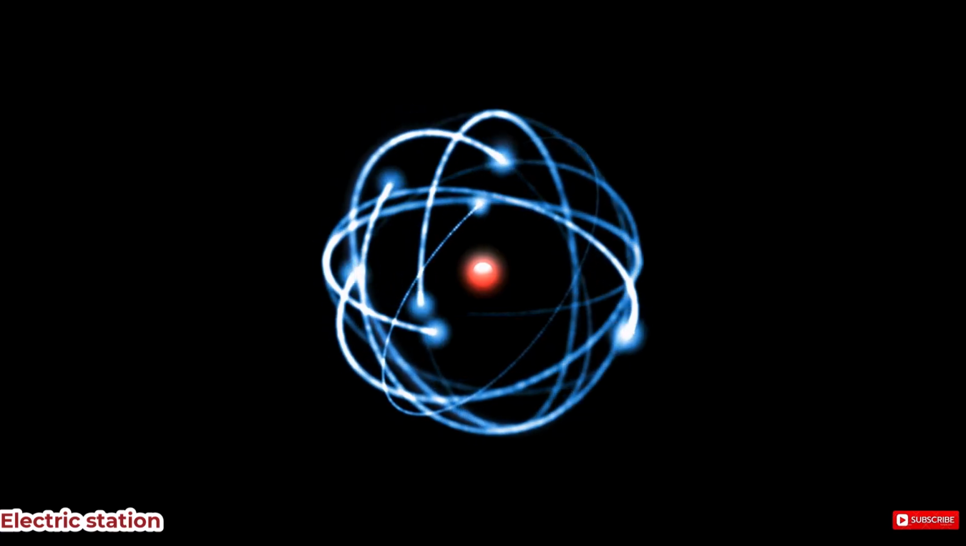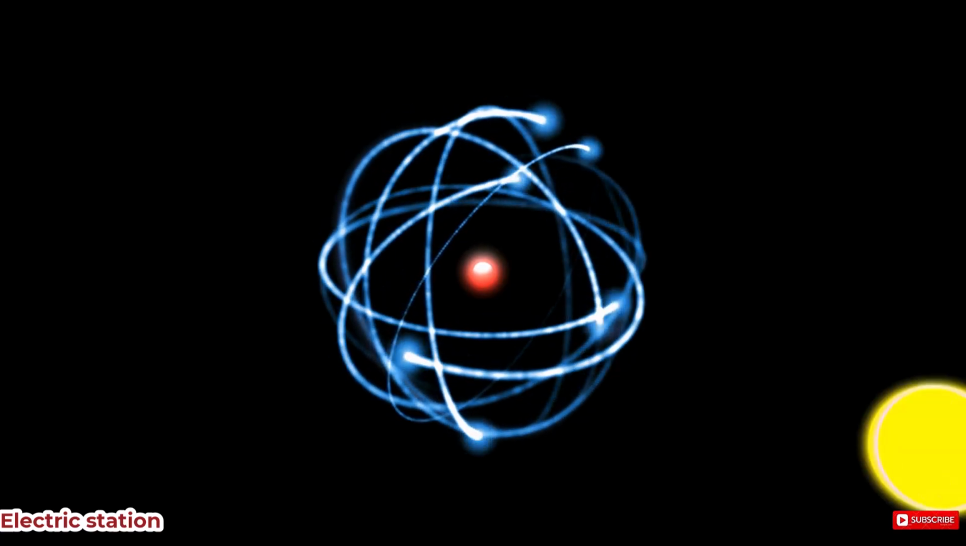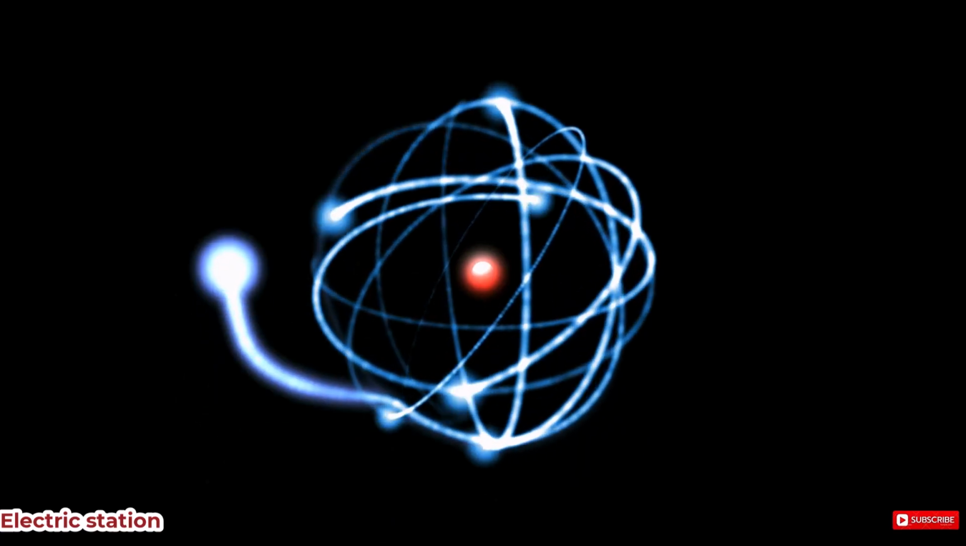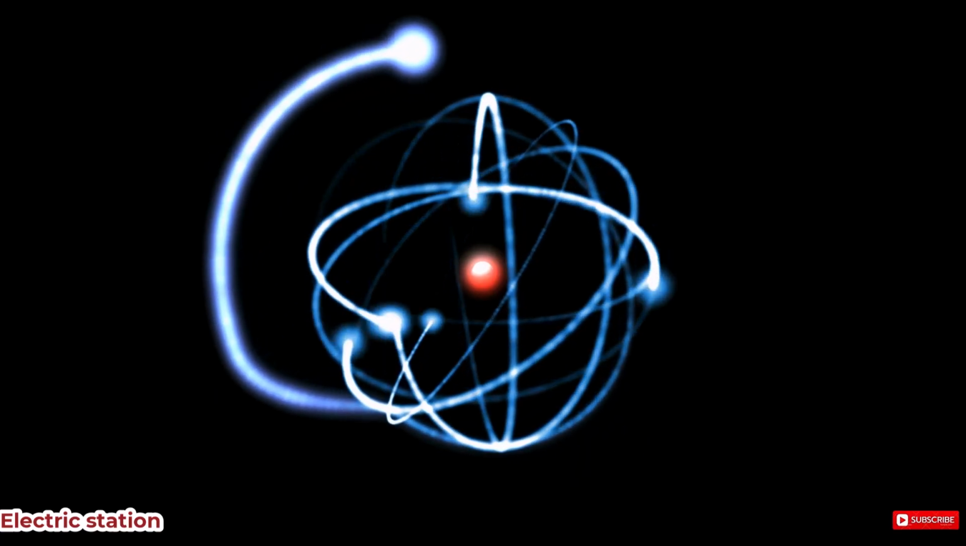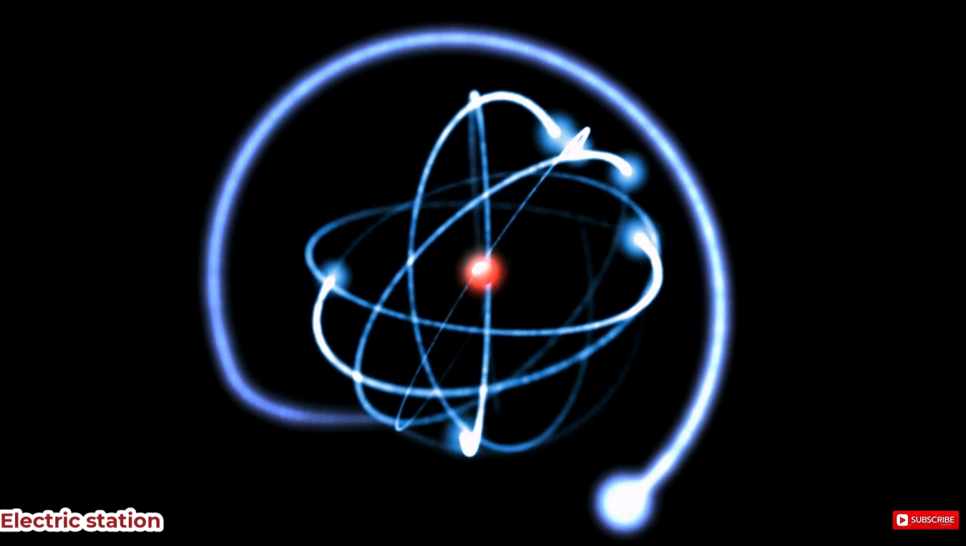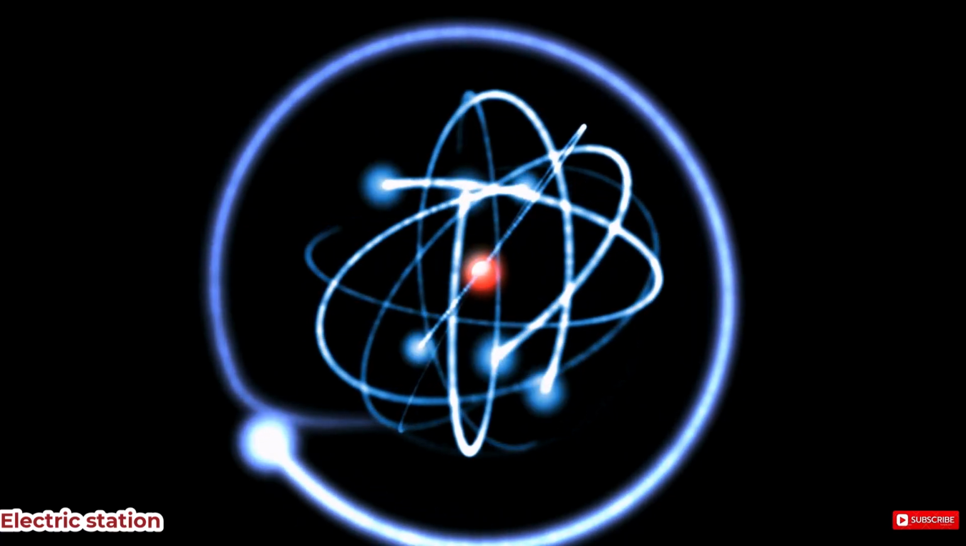And when electrons move through a conductor, that motion becomes electric current. The electricity powering our lights, our computers, and the digital world around us is driven by these tiny particles.